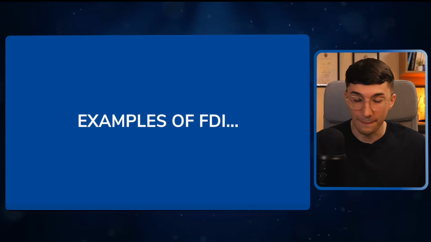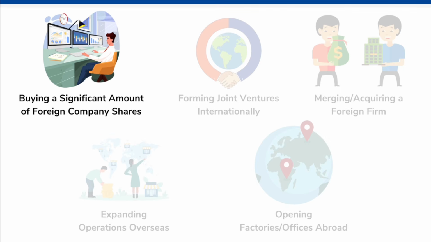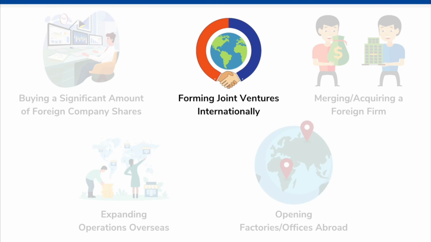Now, just a couple of examples of what foreign direct investment looks like. First of all, we could look at buying a significant amount of foreign company shares. So this is FDI if the investment gives the buyer significant control, usually 10% or more shares of that business, allowing them to influence business decisions and operate in that foreign market. We could also look at forming joint ventures internationally. So this FDI involves two or more companies from different countries investing resources into a shared business operation.